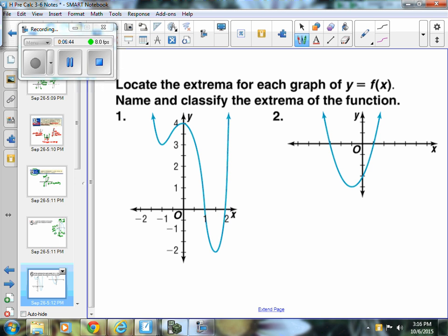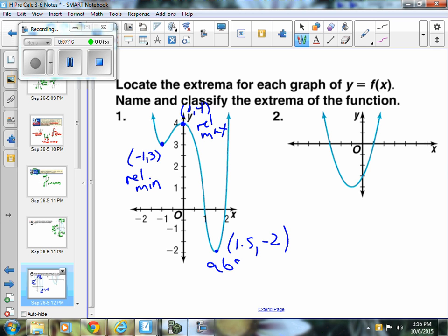For this one, again, I want you to do the same thing. Go ahead and pause the video so you can try it yourself, and then double back and check and see if you're okay. All right, so on this graph, we have a point right here. That location looks to be about (-1, 3), relative minimum, because there are points that are lower. At the point (0, 4), relative maximum. And then our point down here at about (1.5, -2), that would be an absolute min. No points lower than that point right there.